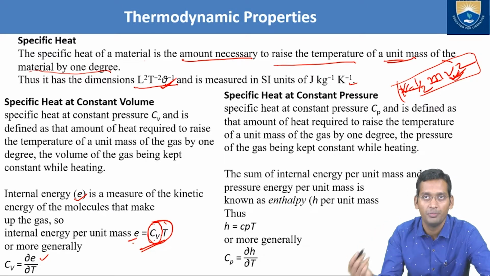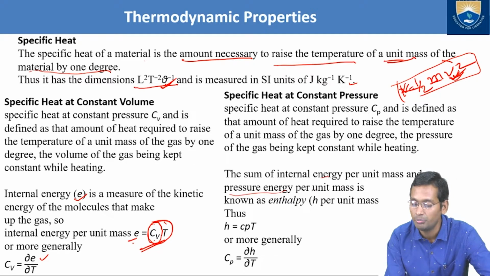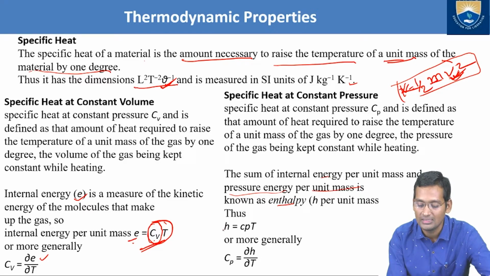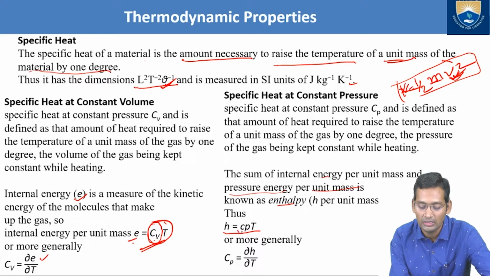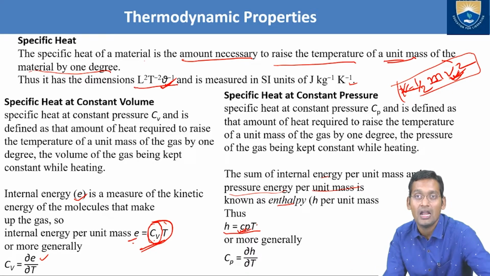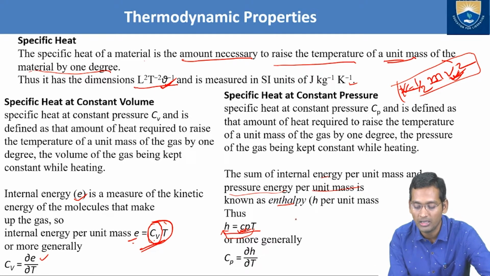Similarly here, because of pressure, the total energy is required. In this case, what is the total energy? The sum of internal energy and pressure energy per unit mass. That is enthalpy. So enthalpy is H equals Cp T. Cp here is the coefficient, the specific heat at constant pressure. Again, keep Cp on one side and T on the other side, so that becomes H by T. So Cp is H by T.